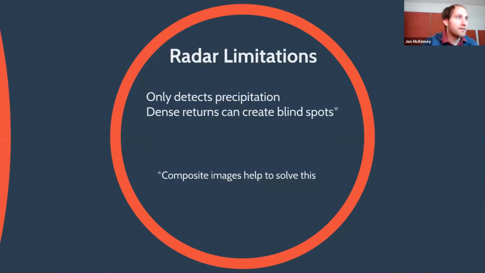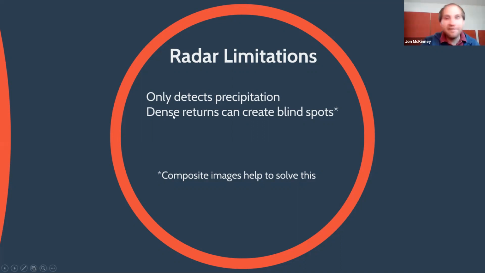Radar limitations. It can only detect precipitation. It does not detect clouds. Radar does not show clouds. If you had to write it 20 times on the board like Bart Simpson: radar does not show clouds. It shows precipitation. It shows precipitation intensity, direction, movement.